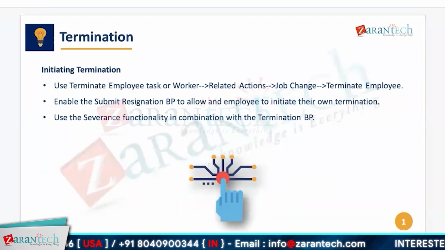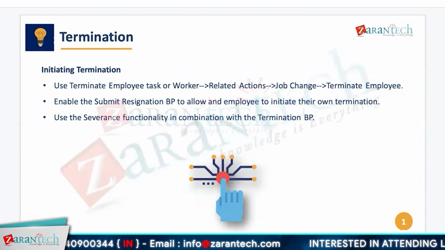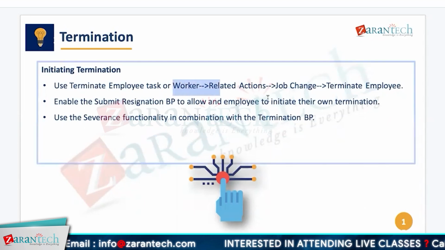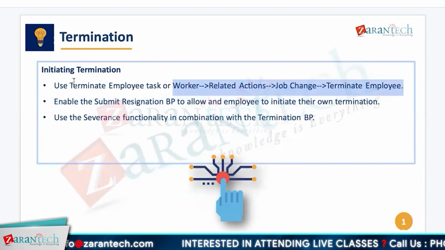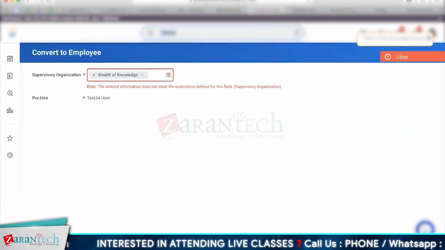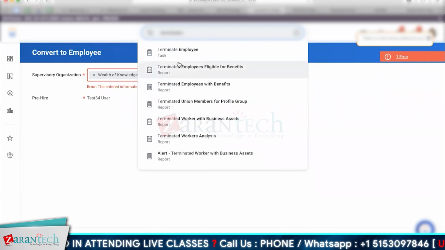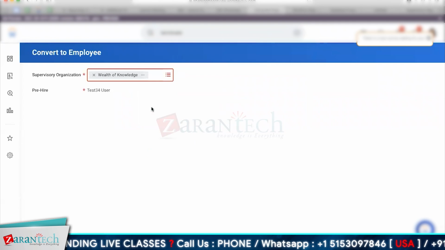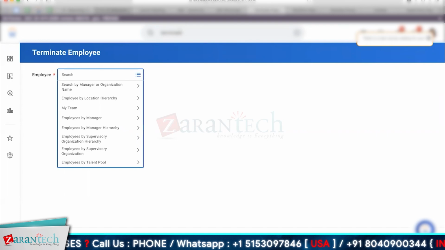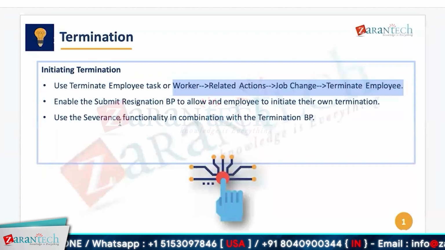Initiating termination: use the terminate employee task or the worker-related one. There are two ways to execute that. One way is what we just executed. The other option is that I just go over here and type terminate employee, and from here I select the name of that person and then execute. The same process will get triggered, but there are two ways of doing the same thing.